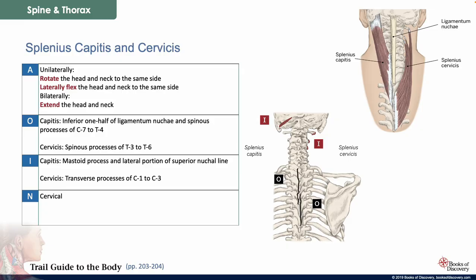So for splenius capitis, this originates on the inferior half of the ligamentum nuchae. So that means that ligament on the back of your skull, where your occipital ridge would be, and the spinous processes of C7 through T4. So see how they are neck muscles, but they also kind of go down into the upper thoracic as well. So if somebody has forward head posture, these muscles could be overstretched and weak.